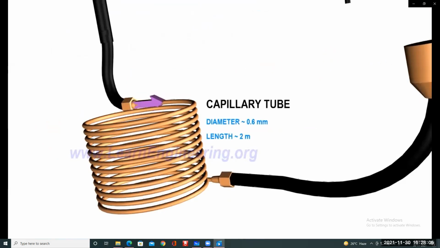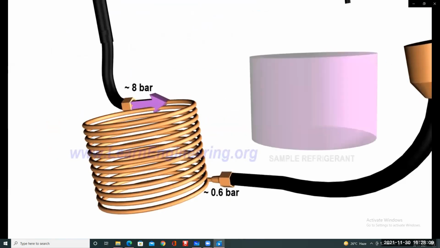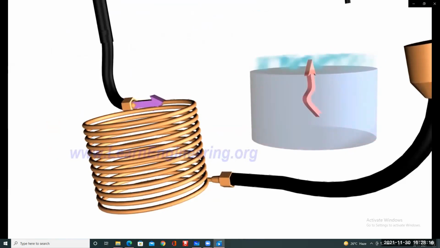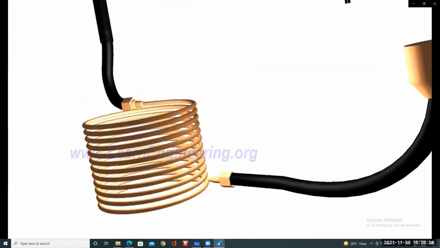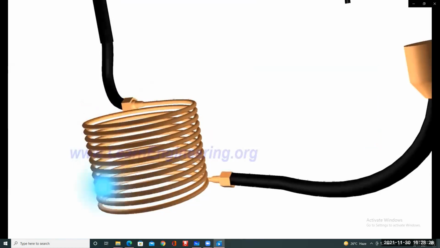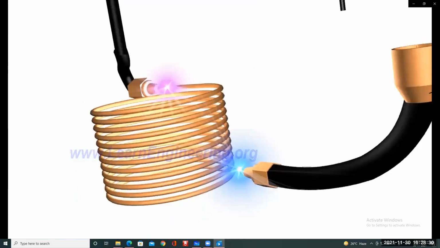Throttling device is an obstruction to the flow, which causes tremendous pressure drop. Due to drop in pressure, boiling point of refrigerant comes down, and it starts evaporating. Heat required for evaporation comes within the refrigerant, so its temperature drops. If you check temperature across throttling device, you can notice this drop.